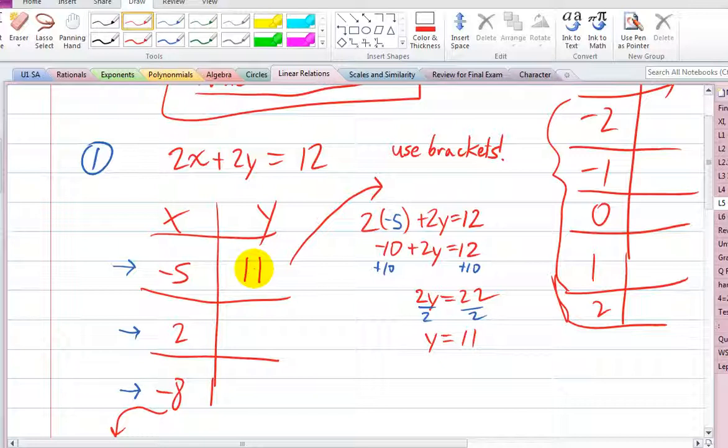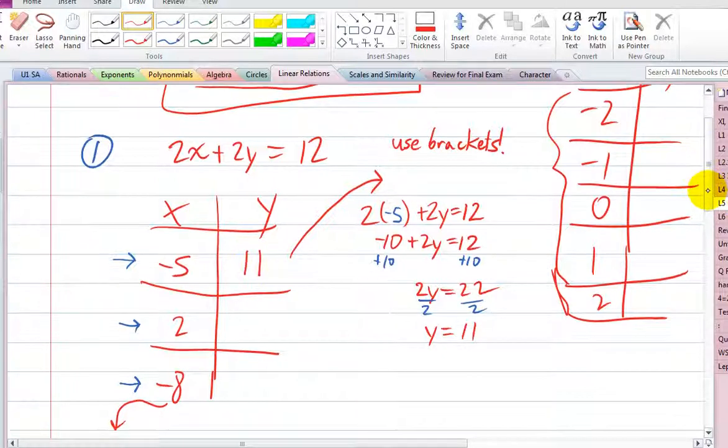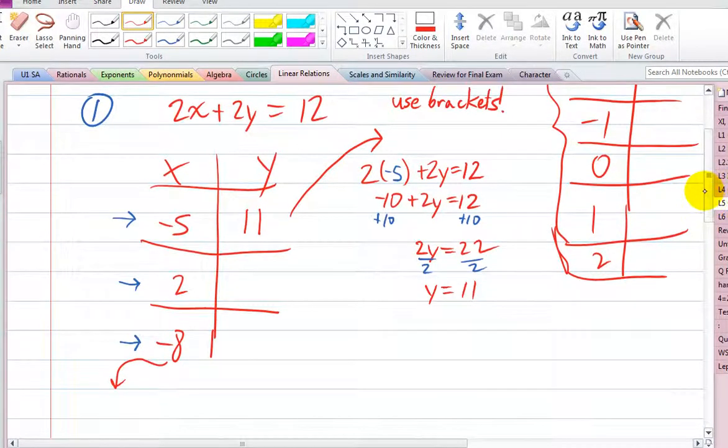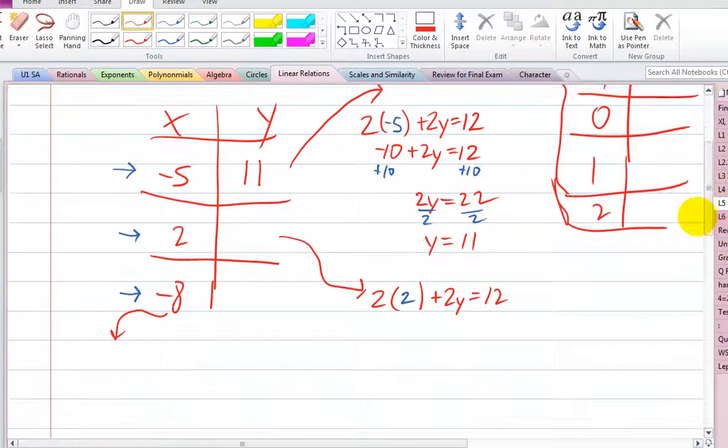But that's only occurring when x is -5. So the x value changes. What do we have to do now? Substitute and solve. So now it's going to be 2 times x, but x has changed. So we just do some quick little equation solving and solve for y. Go.